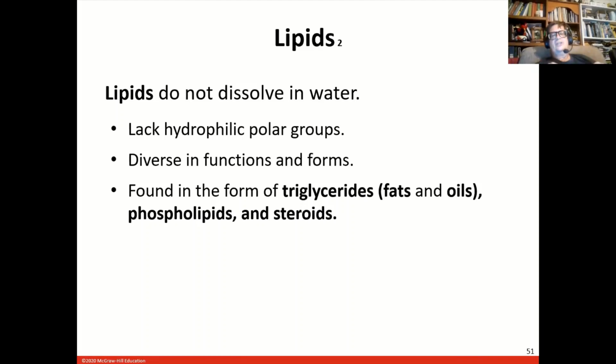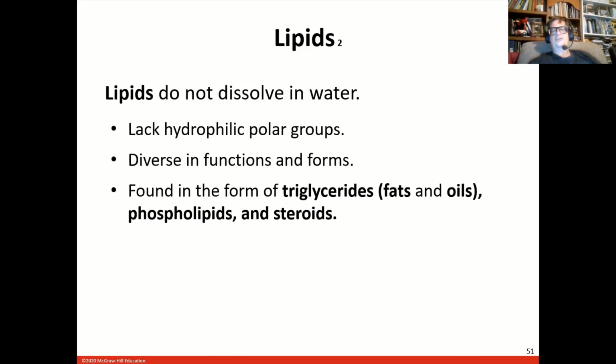The exception is the phospholipid, which is incredibly weird because it has an end that loves water and an end that hates water. So it has a hydrophilic end and a water-hating hydrophobic end. We'll talk a little bit about these as we move on.